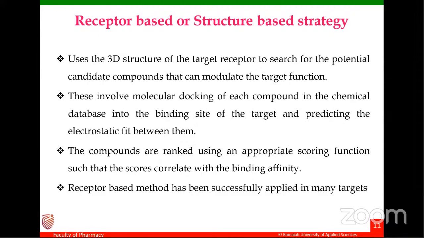The compounds are ranked using an appropriate scoring function, such that the scores correlate with the binding energy. Receptor-based methods have been successfully applied in many targets. Here, receptor-based means that when people find a new disease, they find the reason, the pathology behind it. Once they find out which protein or receptor is responsible, by knowing its structure we can predict the active site. Based on the active site, its geometry, and its complementary sites, if you are designing a drug, it will come under the category of receptor-based or structure-based drug design.